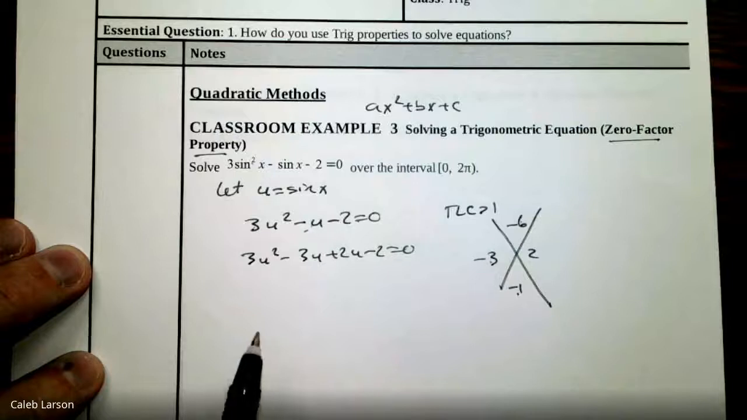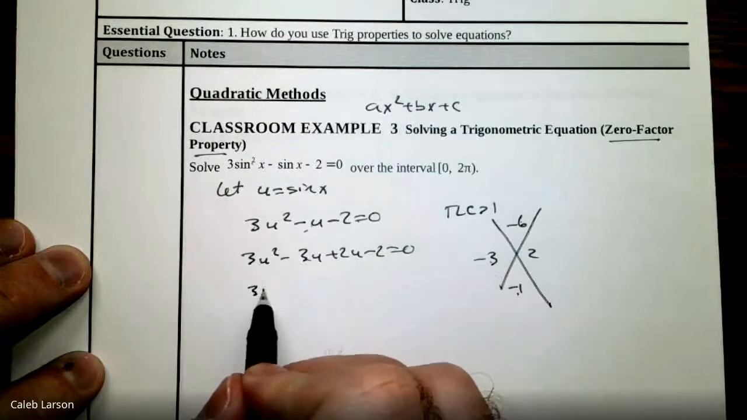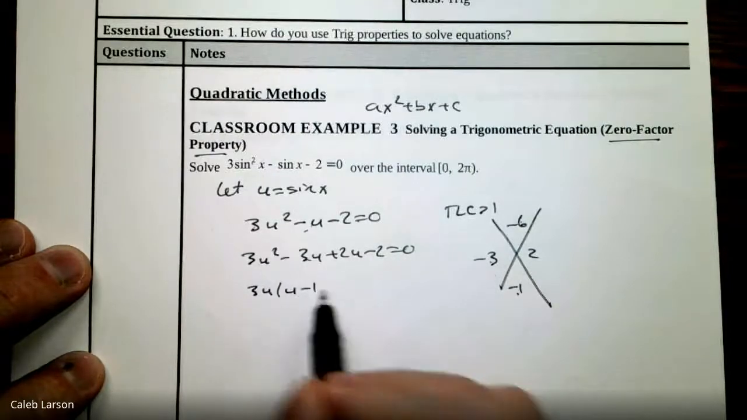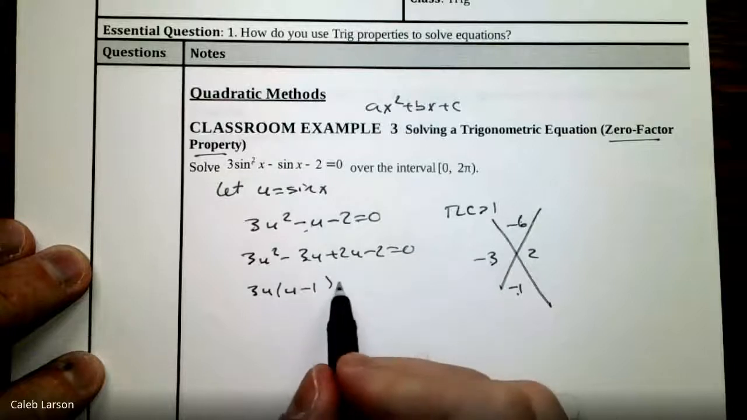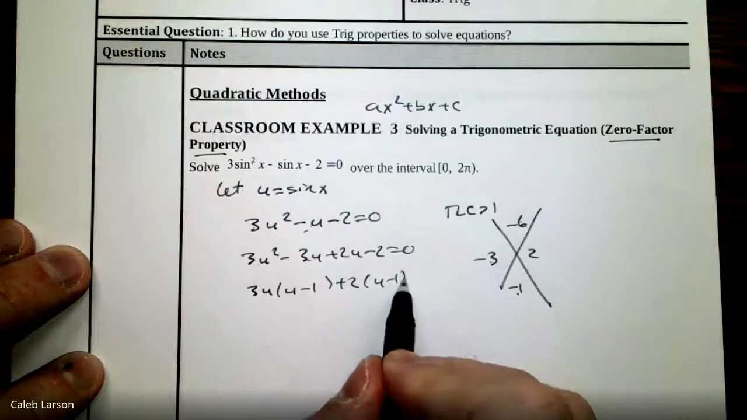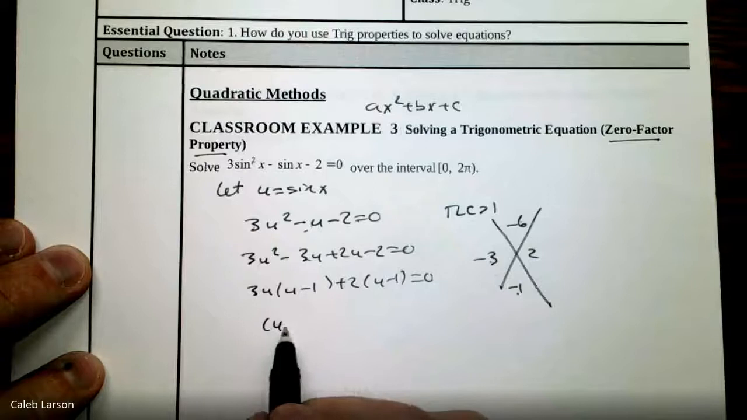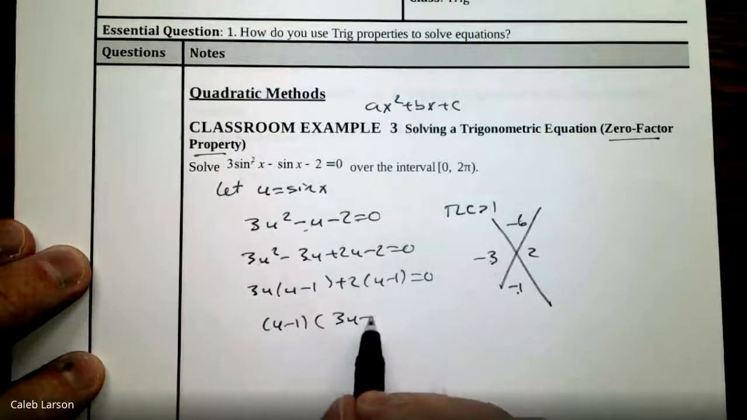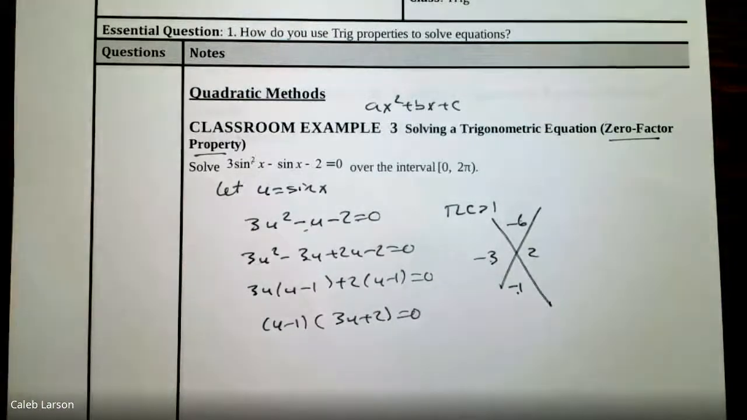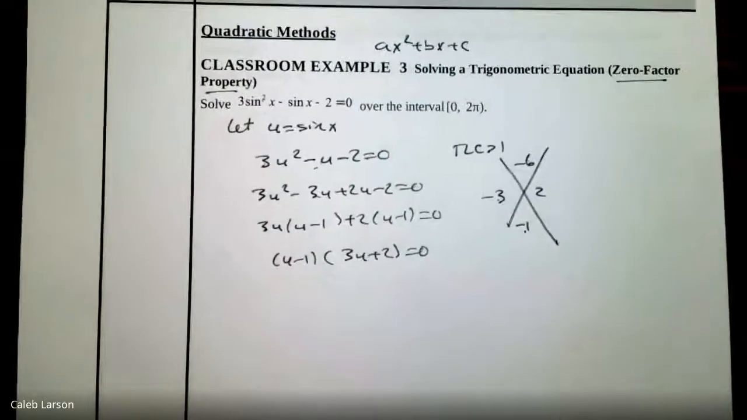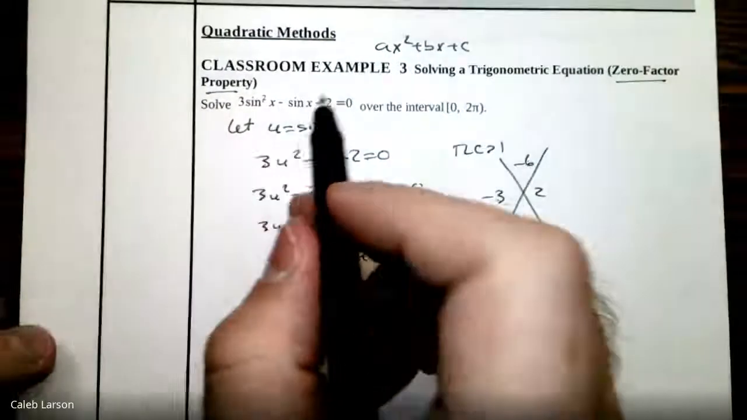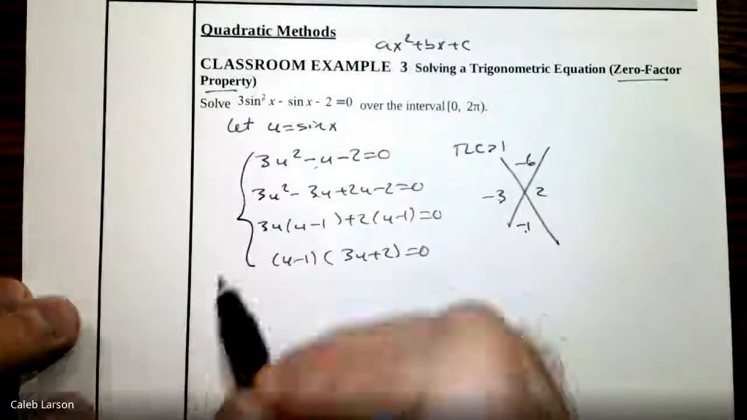Now we factor by grouping. Out of the first two terms, you take out a 3u, leaving u minus 1. Out of the next two, you take out a 2, leaving u minus 1. Out of both of those, you take out a u minus 1, and you're left with 3u plus 2. We've factored at this point, which you could maybe have done without showing any of this work. This might not be necessary for you.